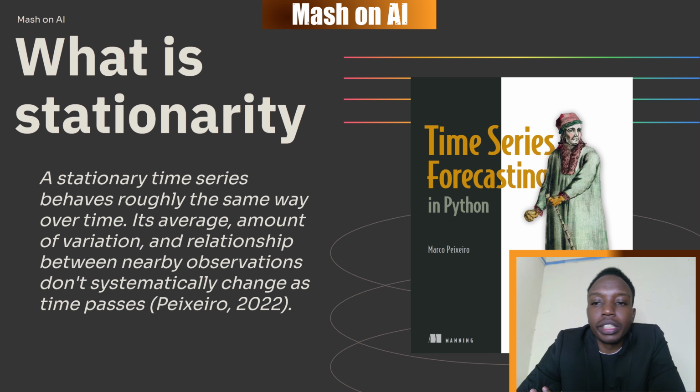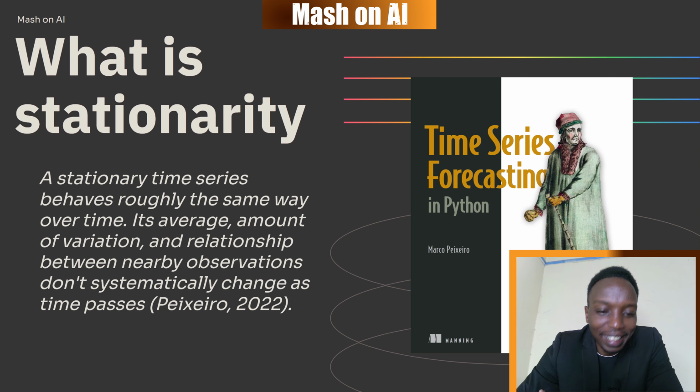So, what is stationarity? Let's look at this definition from this book called Time Series Forecasting in Python. I'd recommend anyone that wants to understand time series from first principles to read this book. So a stationary time series behaves roughly the same way over time. Its average, the amount of variation, and the relationship between nearby observations don't systematically change as time passes.